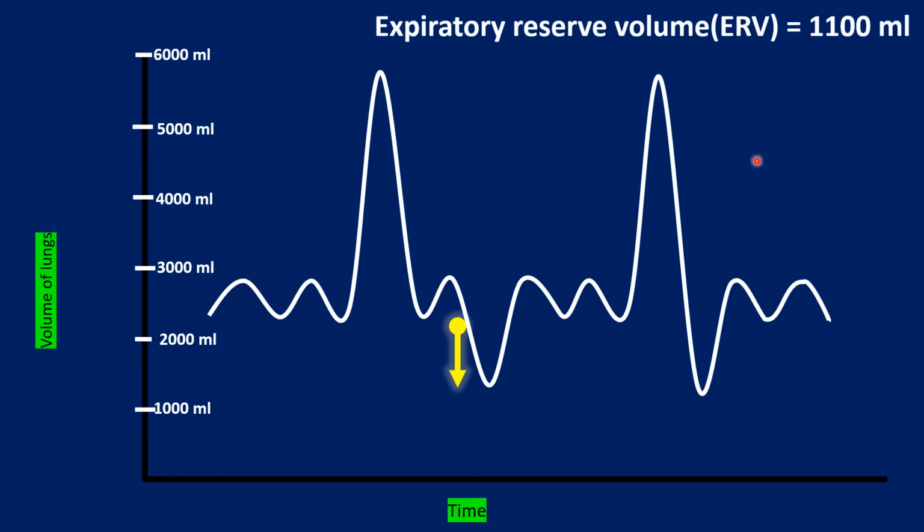So the expiratory reserve volume. We see this is also extra to the tidal volume but in the downward direction. The inspiratory reserve volume is extra to the tidal volume in the upward direction, but this is extra to the tidal volume in the downward direction. So this is expiration. We define the expiratory reserve volume as the extra amount of air that can be breathed out with maximum effort apart from the normal tidal volume. This is the expiratory reserve volume, which is equal to 1100 milliliters.